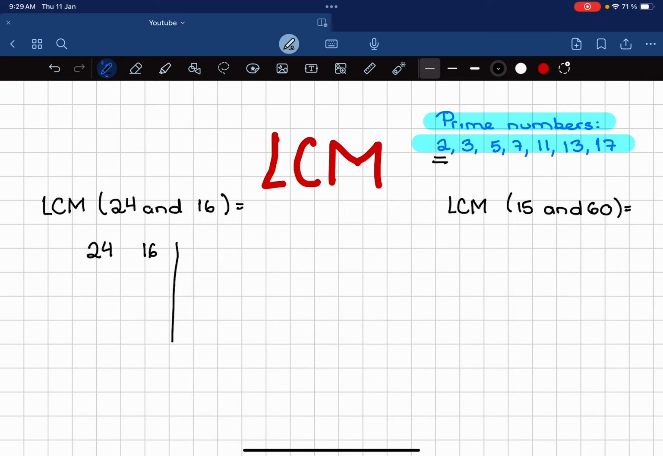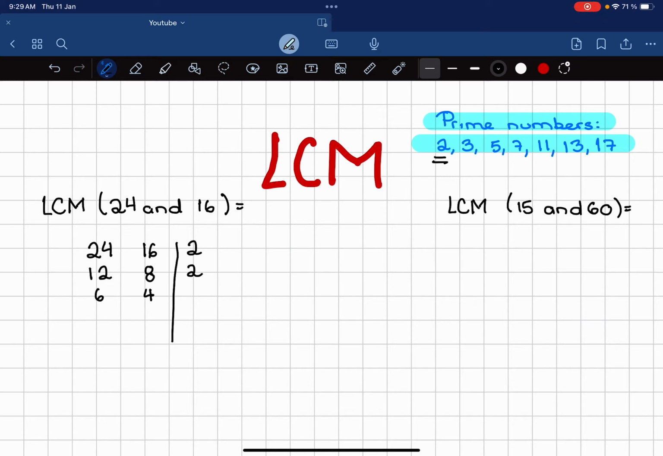So in this case, both of them are divisible by 2, so we put the 2 in front. And as always, you put the result of the division below the number. 24 divided by 2 is 12, and 16 divided by 2 is 8. Now we have 12 and 8, and we repeat the process. Is any of those two numbers divisible by 2? Yes, so we put number 2 again, and once again we put the answers of the division below each one of the numbers. So 12 divided by 2 is 6, and 8 divided by 2 is 4.